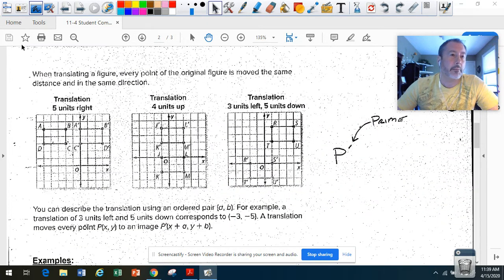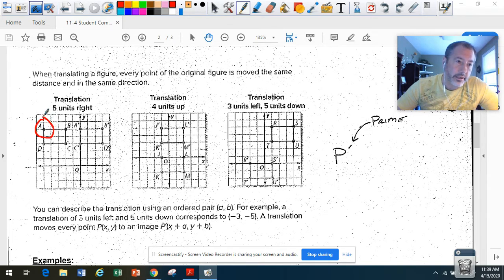Now, it says, when translating a figure, every point of the original figure is moved the same distance and in the same direction. Okay, let's look over here first. What do I have here first? Over here, I have A prime. What we mean by this, and I think we've talked about this before, is we want to know, what is figure A? If I have point A, which is located right here, this is my original point. Well, what happens if I move it? This one here says we're translating it 5 units to the right.